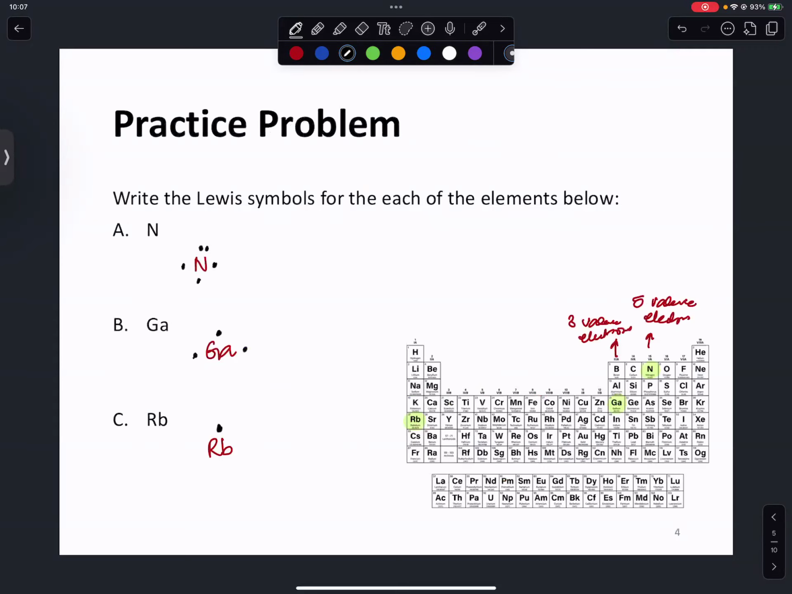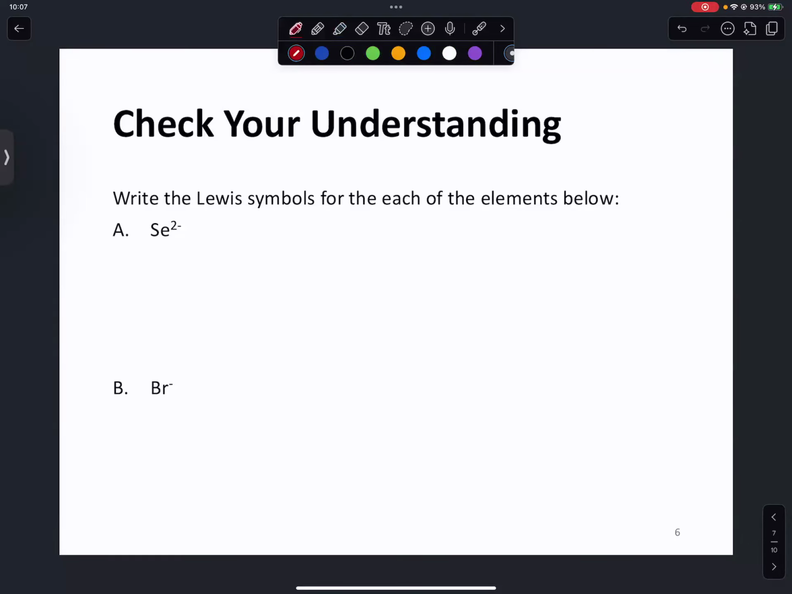So let's see if we can draw out the Lewis symbol for the selenide ion. Where is selenium? Selenium is in group 16. Let me highlight it with a different color. It's right here, in group 16. So the atom has 6 valence electrons: 1, 2, 3, 4, 5, and then 6. Since it gained 2 electrons, I'm going to pair them up, put it in brackets, and add a charge.